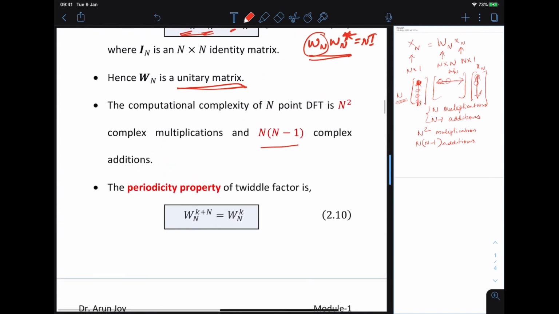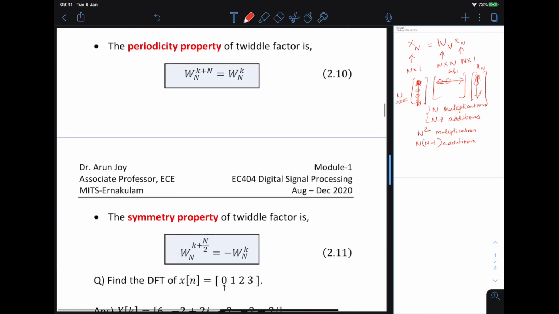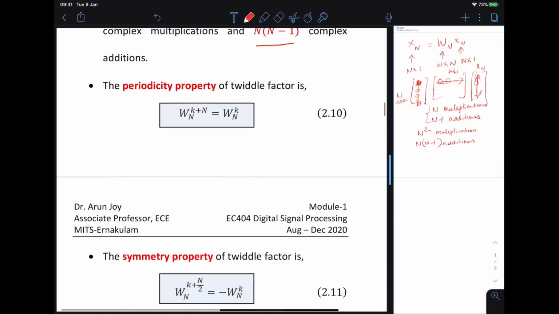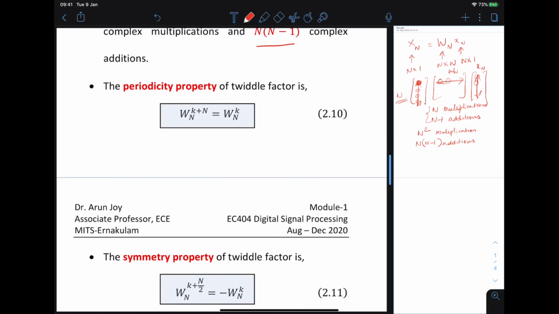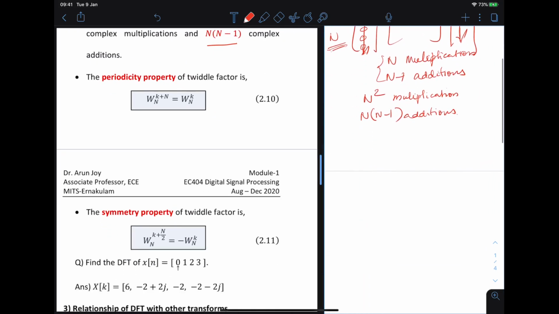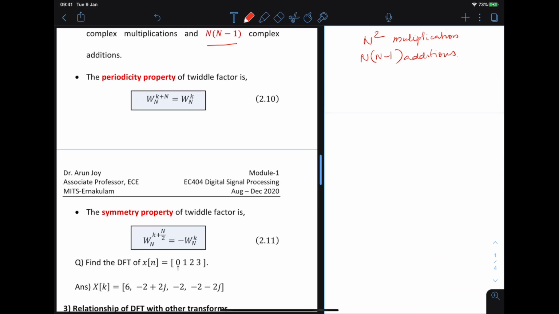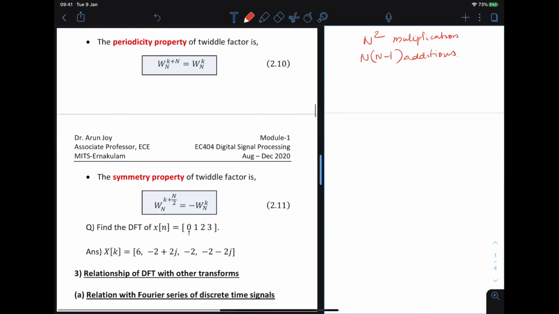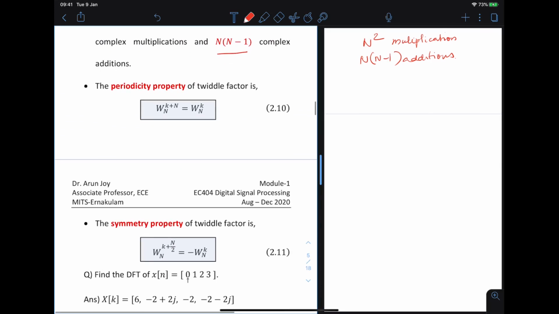Now there are two properties of the twiddle factor. The periodicity property is Wn raised to k plus n is equal to Wn raised to k, and the symmetry property is Wn raised to k plus n by 2 is equal to minus Wn raised to k. I'll just give a basic idea of what this means. You can prove this, and they might ask you to prove it. I'll just show you how to show that this is a valid answer.